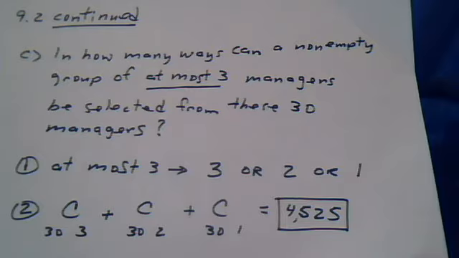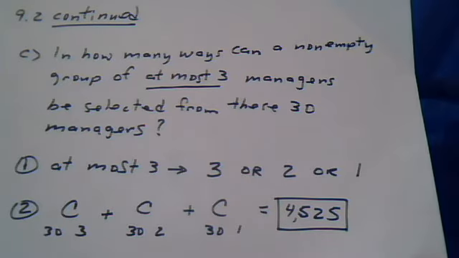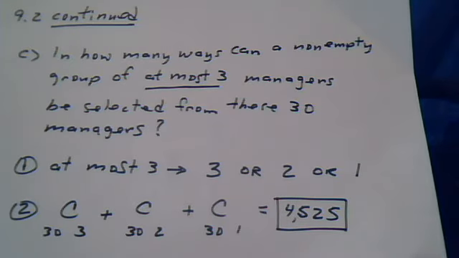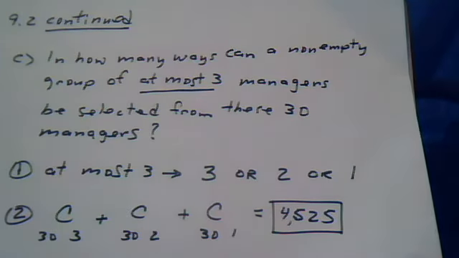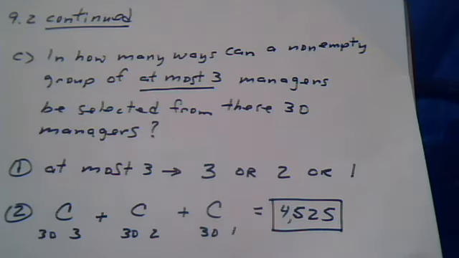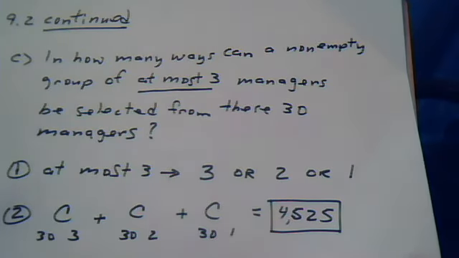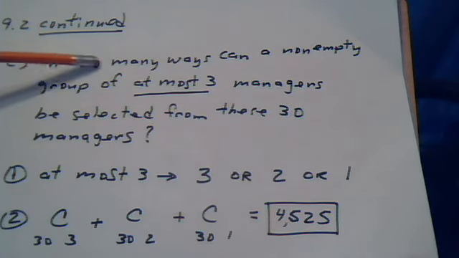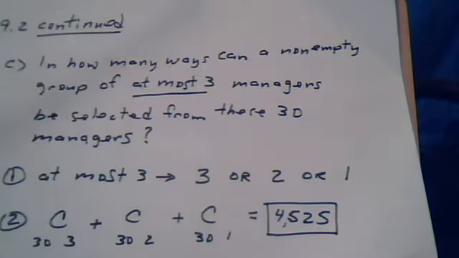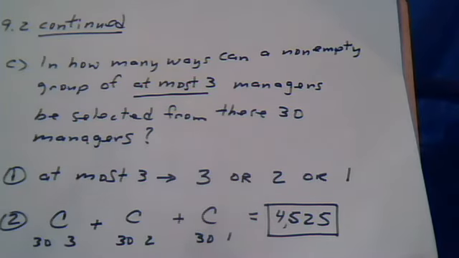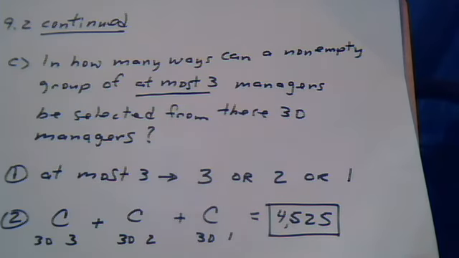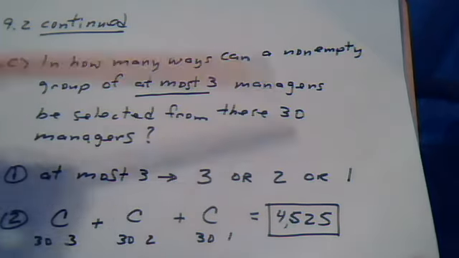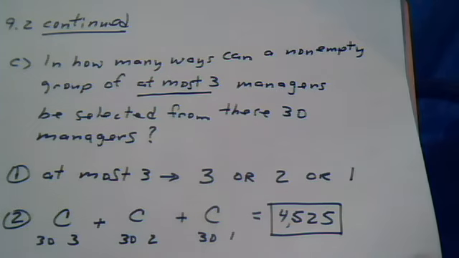For C, in how many ways can a non-empty group of at most 3 managers be selected from these 30 managers? So notice the word at most. At most means 3 or 2 or 1, but we don't say 0 because in how many ways can a non-empty group be selected? So we don't include the 0 group. So at most 3 would be 3 or 2 or 1. Remember, the word or in math turns into plus.